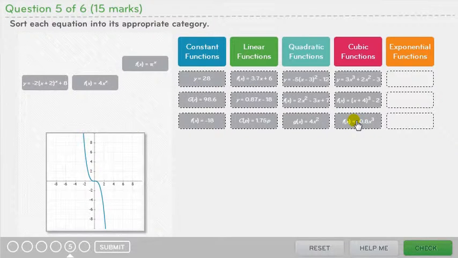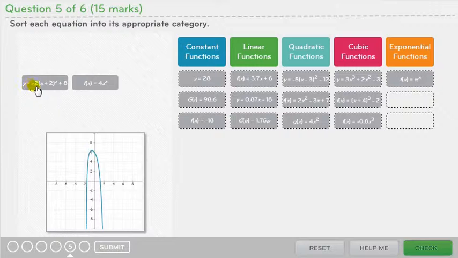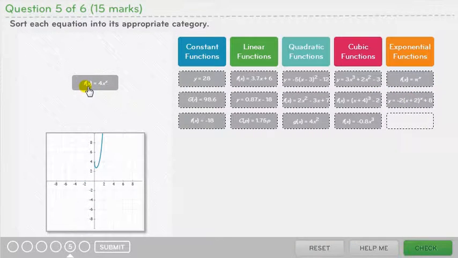Our last type of function is an exponential function. Exponential functions form very steep graphs, and they always have an exponent of x. F of x equals pi to the power of x is an exponential function. Y equals negative 2, x plus 2 all to the power of x plus 8 is again an exponential function. And f of x equals 4x to the power of x is once again an exponential function with x raised to the power of x.